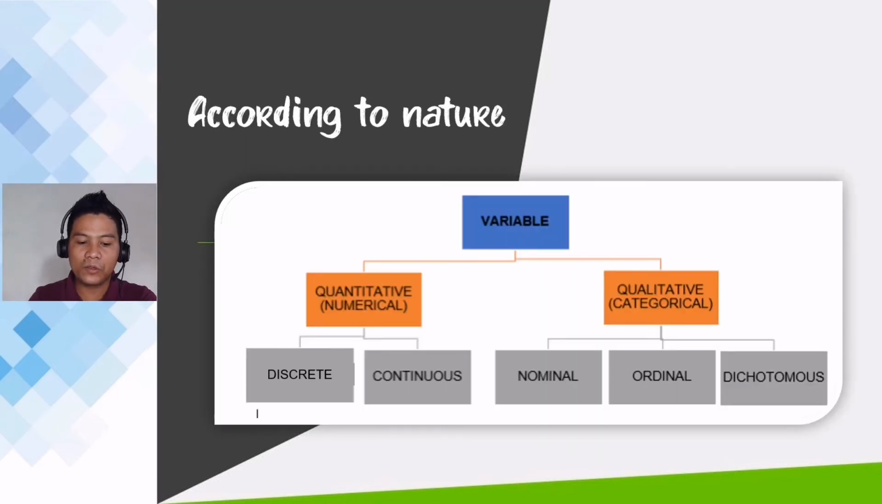The variables can also be classified according to their nature. Here's the diagram. Variable, under it, quantitative, numerical, and qualitative. Under quantitative, we have discrete and continuous. Under qualitative, we have nominal, ordinal, and dichotomous.